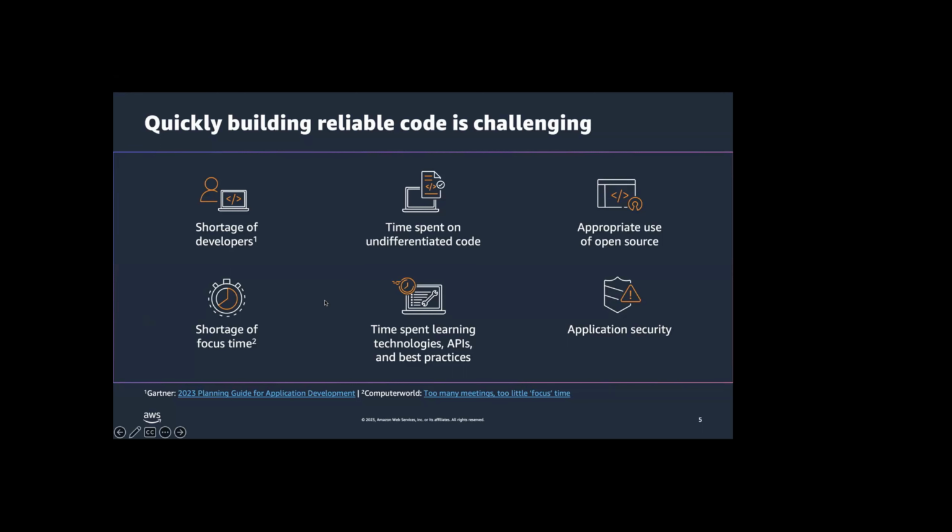And then last but not least, like I said, application security is always important. At AWS, we take security very, very seriously. We always say that security is job zero for us. So everything that we do in AWS is built on a framework of security, and we want to make sure that that's still the case in programming.